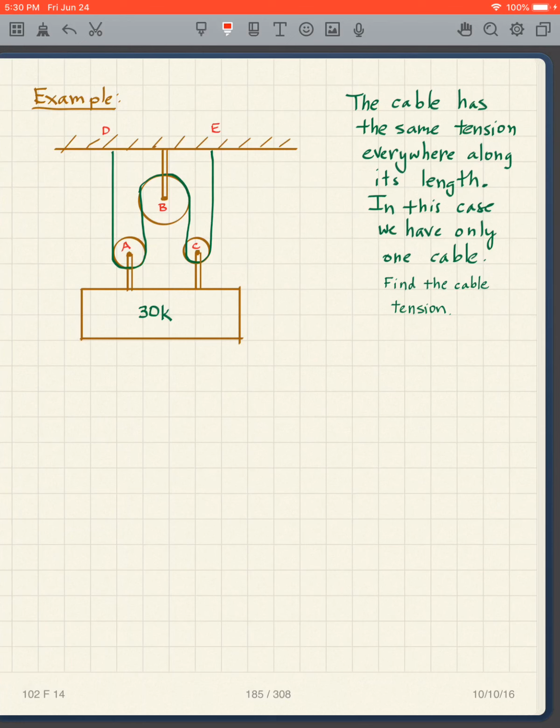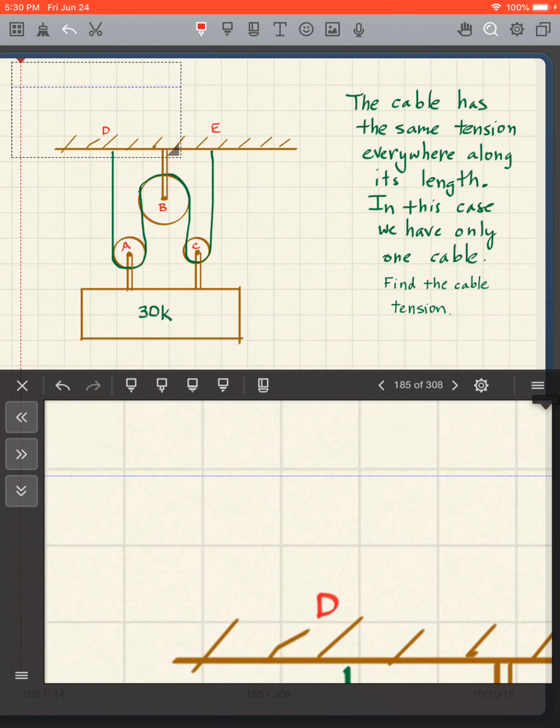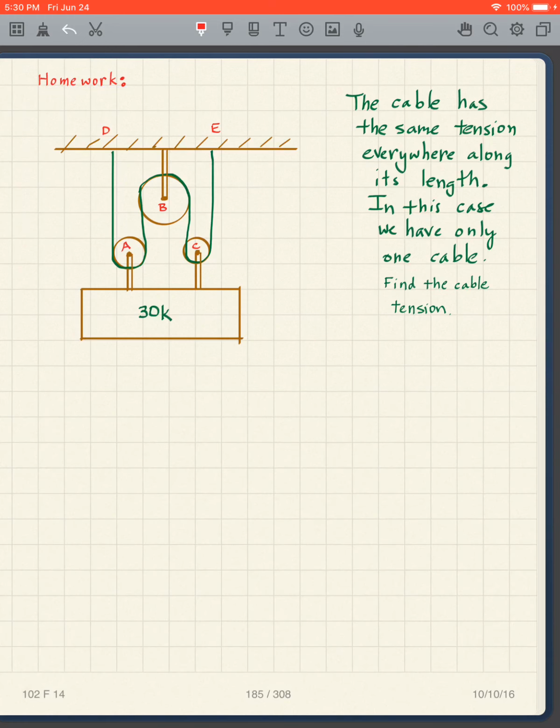All right, this actually is a homework problem. Now this is a little bit different, and now notice we don't have 3 cables. We have one cable. So I have these pulleys here, and the cable goes like that. And now it's holding up 30 kips. So I want you to think about this problem.